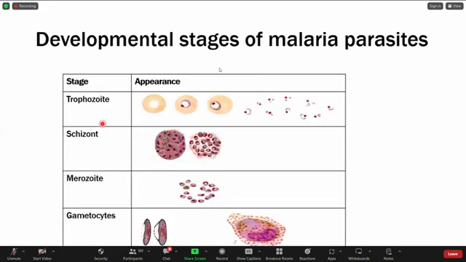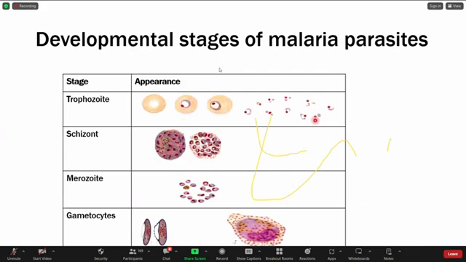Now, these are the different developmental stages of malaria parasites that are in blood. The first stage is called a trophozoite stage. The trophozoite is basically the ring form. It can look like this or like this in a thin film inside a red blood cell. This is a picture of a normal red blood cell. Then these two are red blood cells that contain trophozoites of malaria parasites.